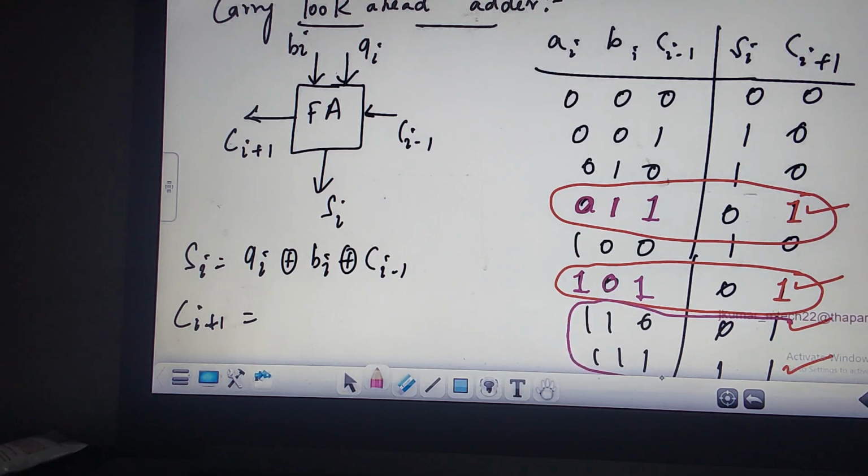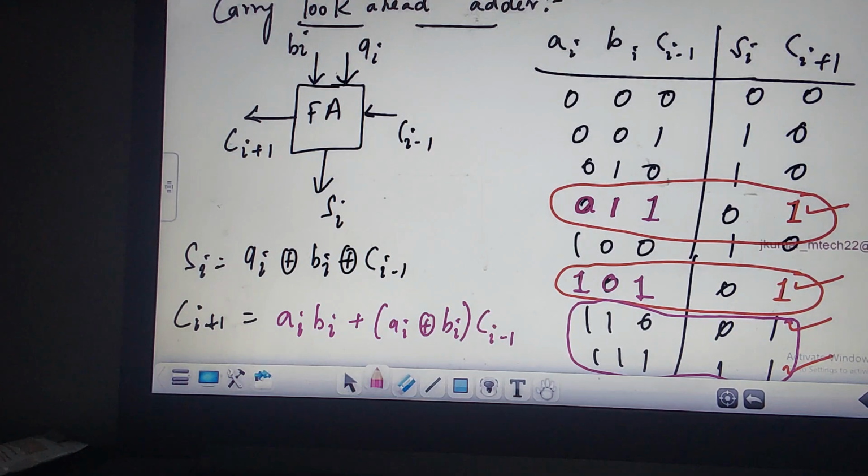When is carry equal to 1 here? A into B, irrespective of C minus 1. So one logical expression I can write for Ci plus 1 is Ai into Bi, irrespective of the C. If Ai and Bi are 1, my carry is always 1. And one more combination is A bar B and A B bar, which is my XOR operation. So I can write plus Ai XOR Bi into Ci minus 1.